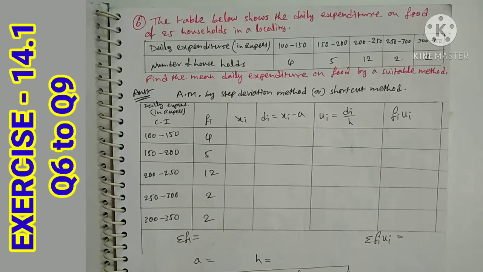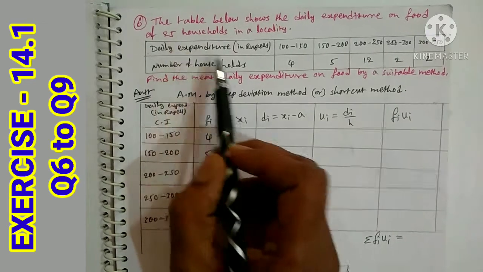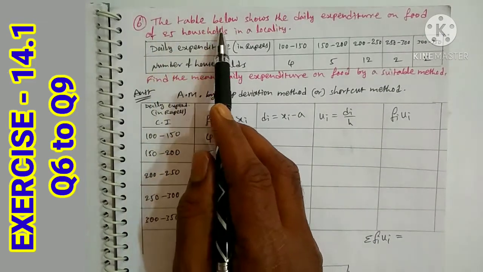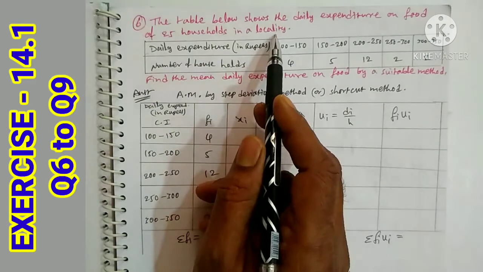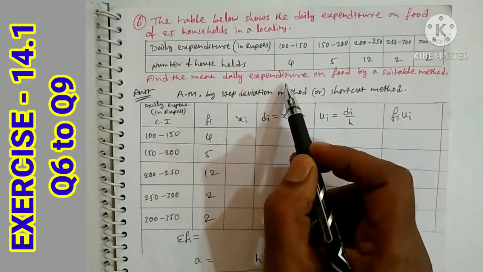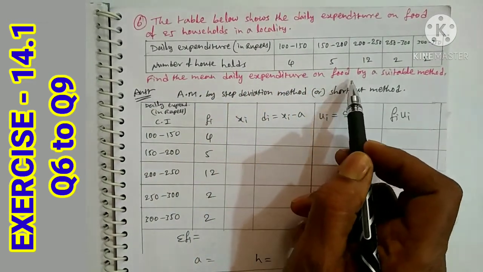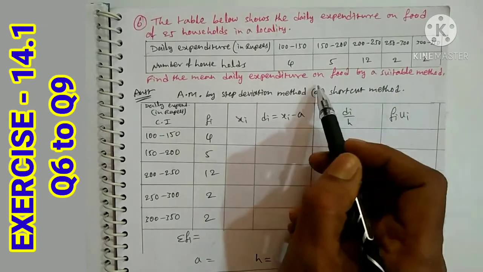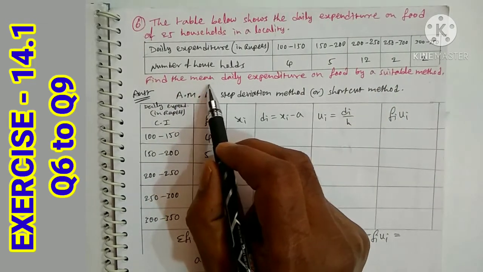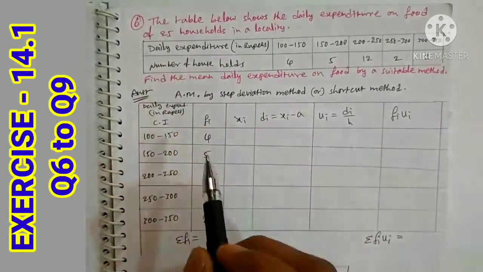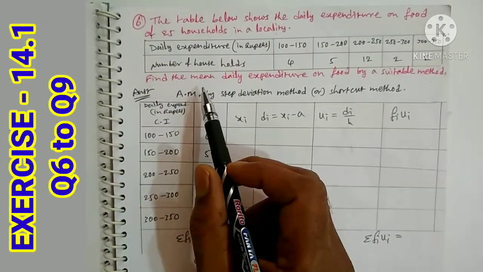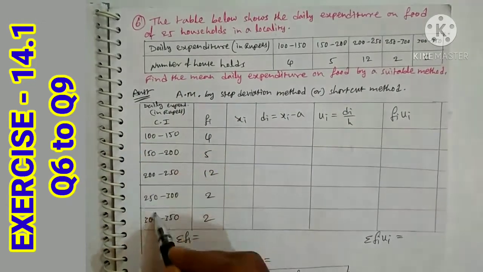Now question number 6. The table below shows the daily expenditure on food of 25 households in a locality. Find the mean daily expenditure on food by a suitable method. You can select any method to find the mean daily expenditure of these 25 households. Here we should take the tabular form.